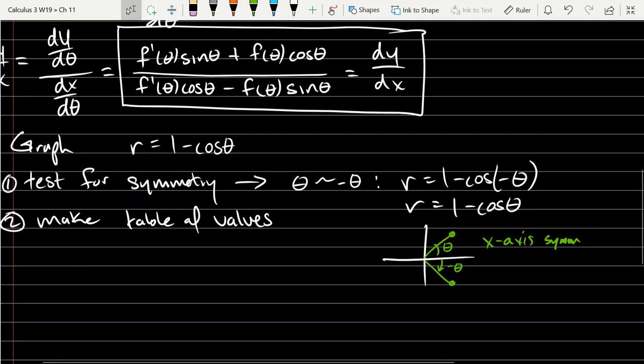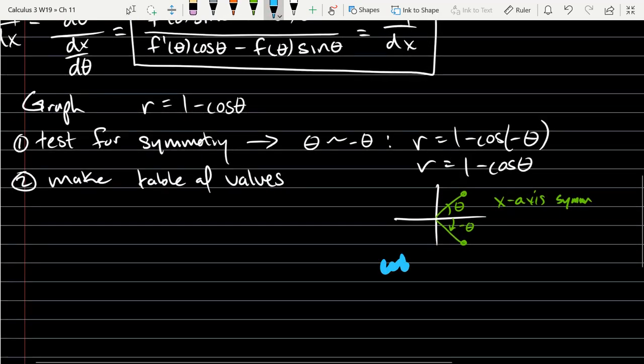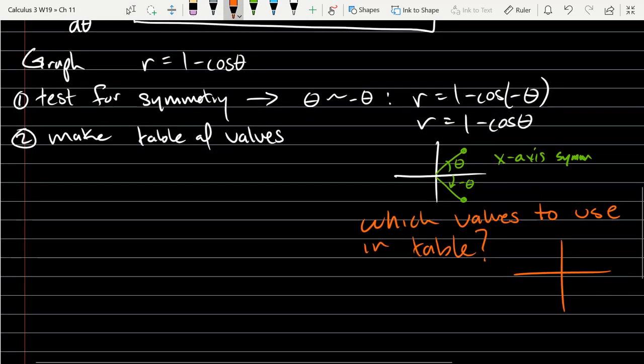All right, now that we know whatever happens above the x-axis happens below, let's think about which values, and we're going to be smart about which values to use. So which values to use in the table? We do need to cover the whole unit circle. What half can I skip and then just figure out later?